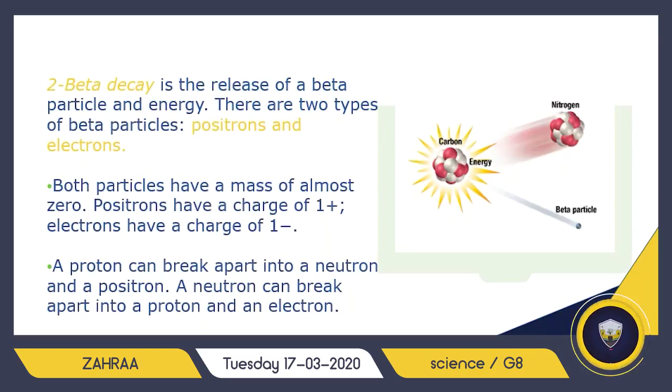Number two, beta decay. Beta decay is the release of a beta particle and energy. There are two types of beta particles: positrons and electrons. Both particles have a mass of almost zero. Positrons have a charge of +1, while electrons have a charge of -1, and this diagram represents the process of beta decay. Here we have an element called carbon, and after the release of the beta particle, the carbon converts into a new element called nitrogen. Again, why? Because the number of protons changed.